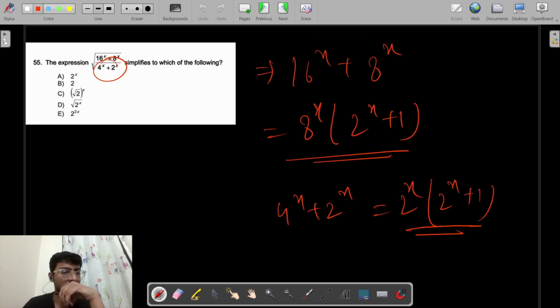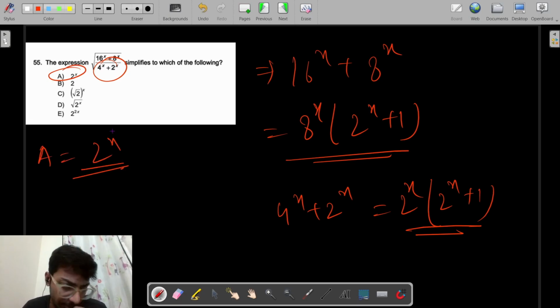So let me check the options. Yeah, I think this option is correct. Option A, which says 2 to the power x, is correct.